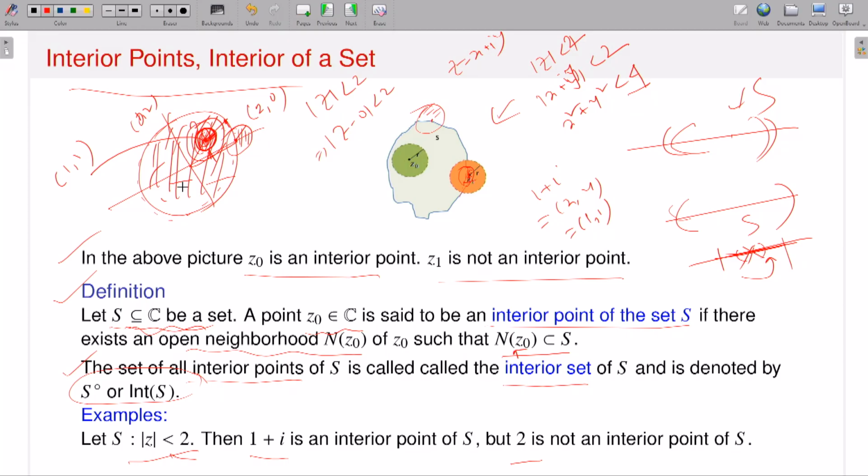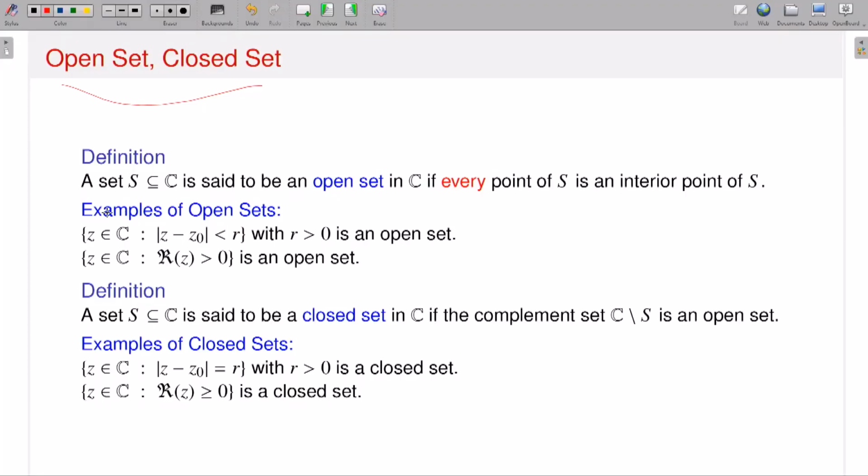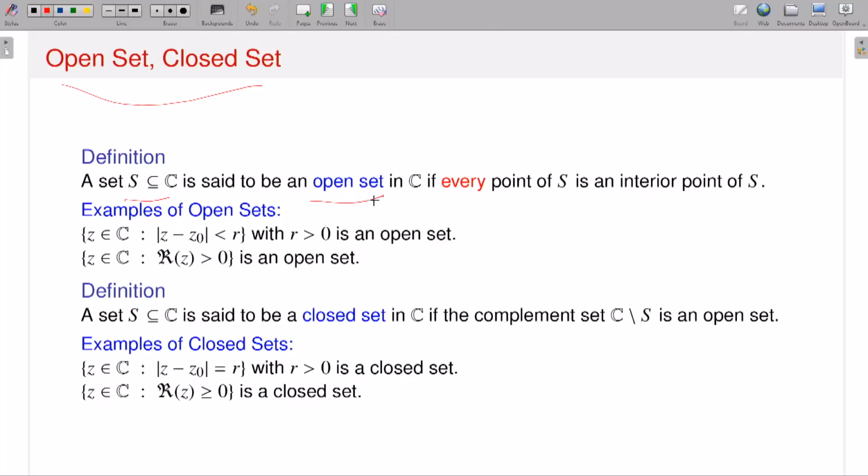Now come to the definition of open set and closed set. So what is an open set? What is the definition of open set in R? Each point should be an interior point, right? Same thing. If I have a set S, a subset of the complex plane, I say that it is an open set if every point of S is an interior point. For example, an open ball or open disc is an open set.